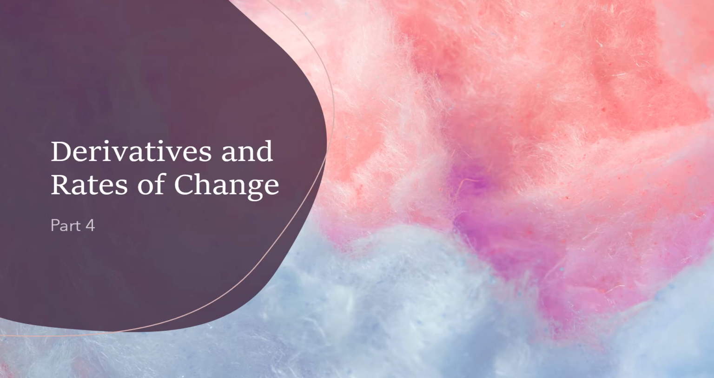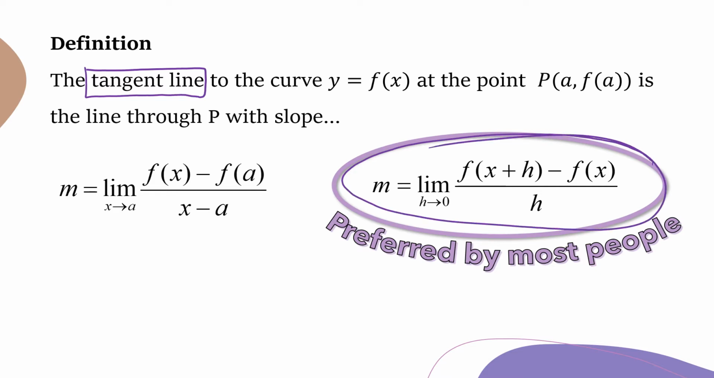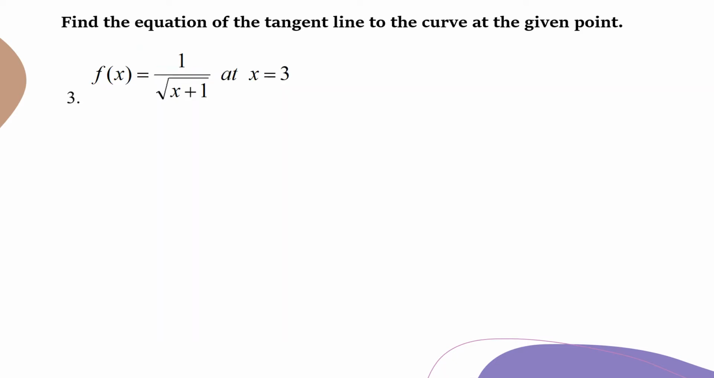Derivatives and rates of change, Part 4. The tangent line to the curve y equals f of x at the point P, a f of a, is the line through P with the slope, and we prefer to use m equals the limit as h approaches 0 of f of x plus h minus f of x all over h. We want to find the equation of the tangent line.